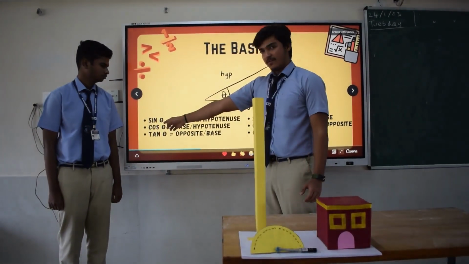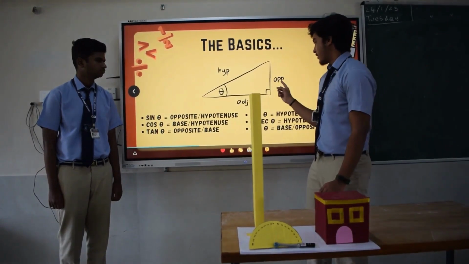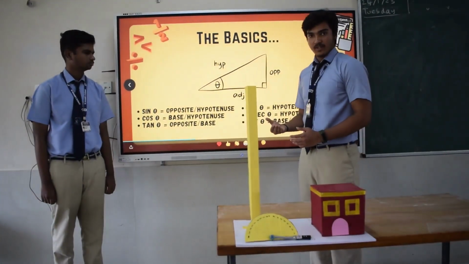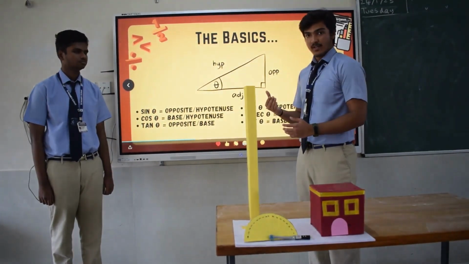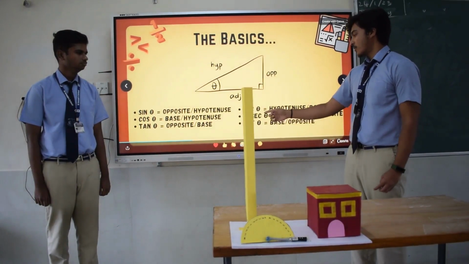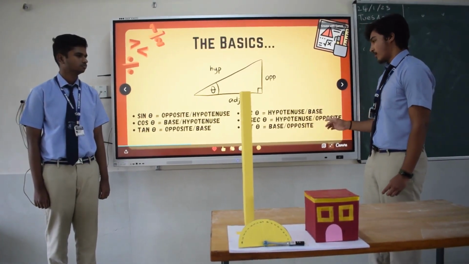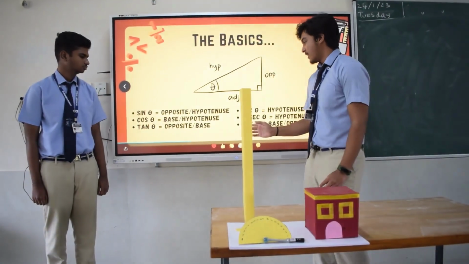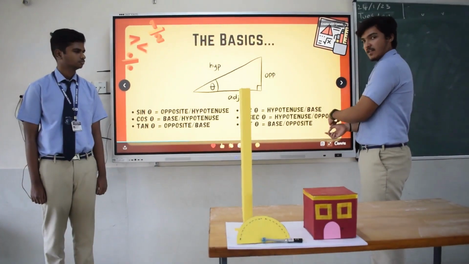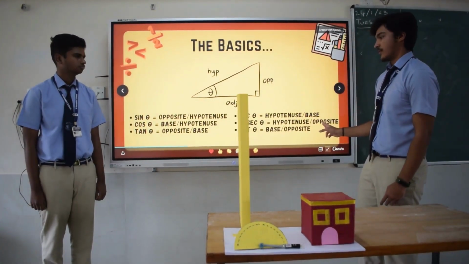If we look into our sine function, sine of theta is the ratio of the opposite side to the hypotenuse. The reciprocal of the sine function is the cosecant function, or for short cosec theta, which is the hypotenuse by opposite. What does the reciprocal mean? It means the denominator becomes the numerator and the numerator becomes the denominator. As we can see here, opposite by hypotenuse and hypotenuse by opposite.